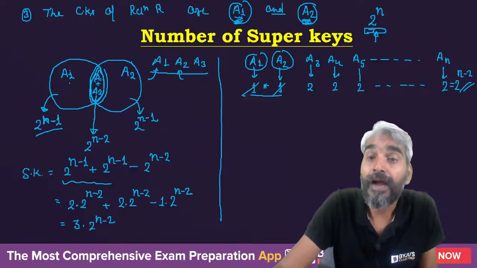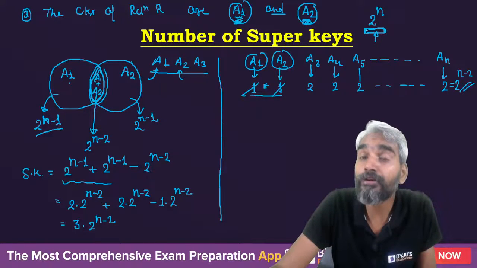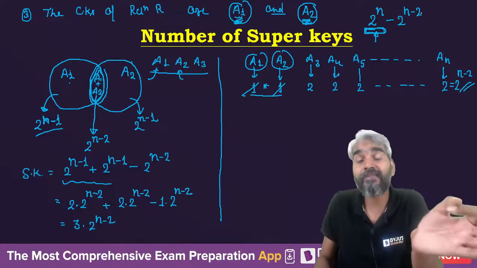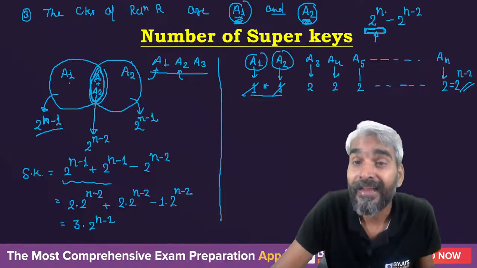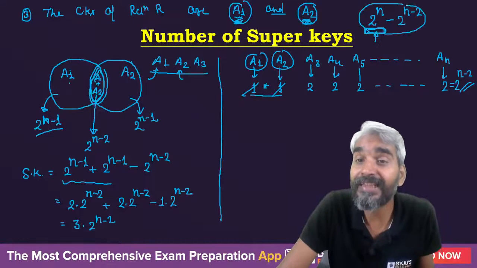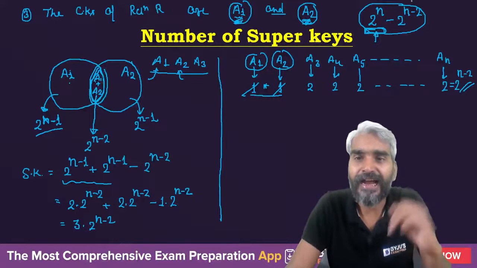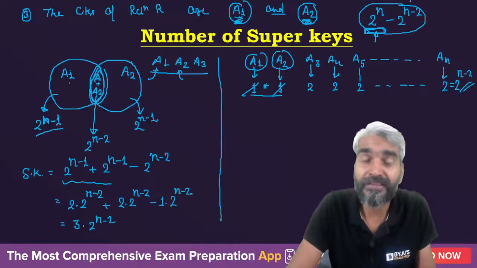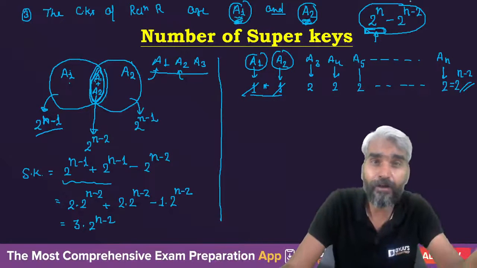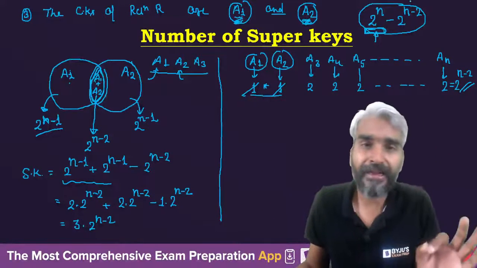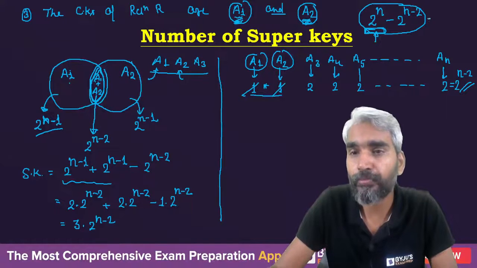So out of the total number of subsets of n elements, if I subtract the number of subsets in which neither A1 nor A2 is present, then I get the subsets in which either A1 or A2 is present. In a subset, if either A1 or A2 is present, then it will be a super key. Then how many are such?